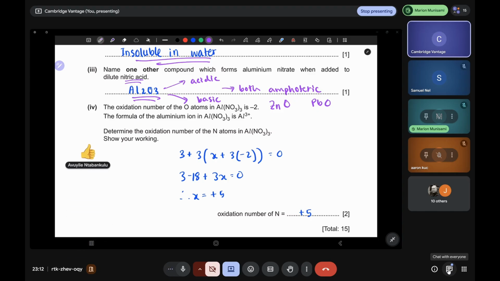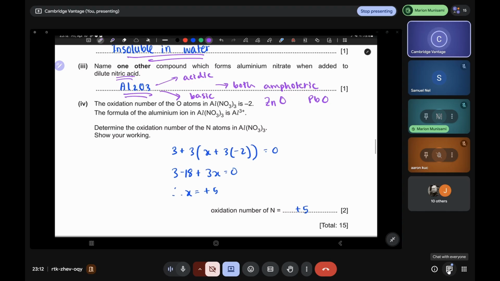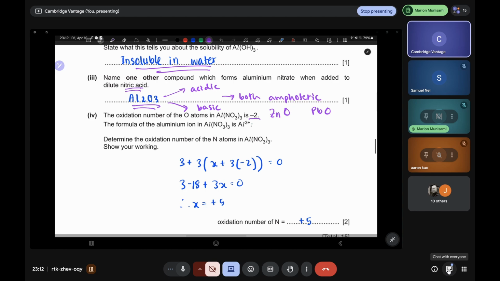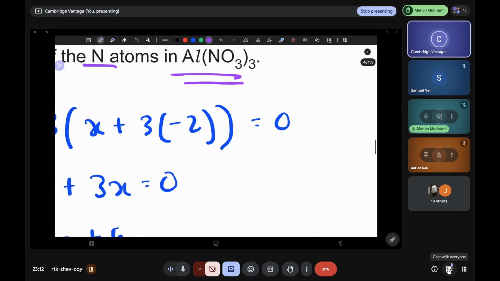All right. Moving on to number 4. They gave us the oxidation number of O atoms as -2, and the aluminum ion is given as Al3+. They gave us the charges, very easy for us. Determine the oxidation number of N atoms in Al(NO3)3. So the rule is for any compound, the overall oxidation number is 0.